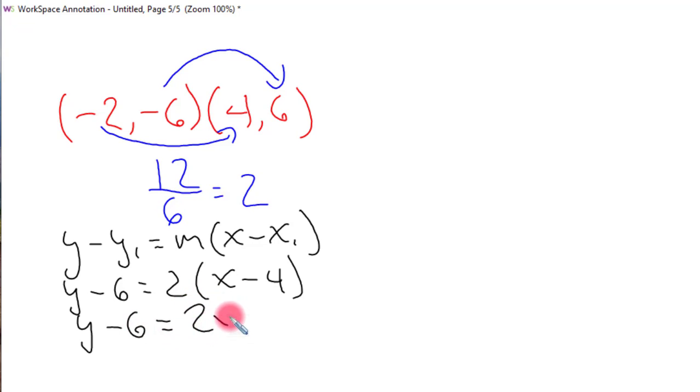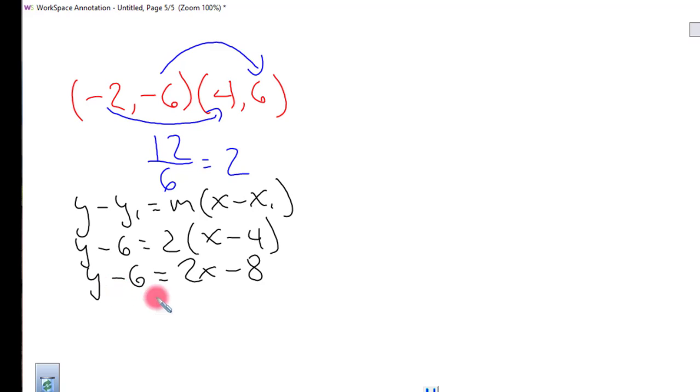2 times x would be 2x. 2 times -4 would be -8. And then I need to get rid of the -6 by adding 6 to both sides. So that would give me y is equal to 2x, -8 plus 6 would give me -2. I've just written the equation of my line that passes through the points -2, -6, and 4, 6.